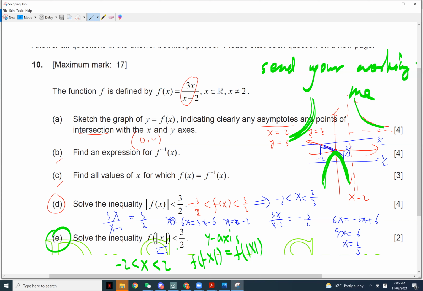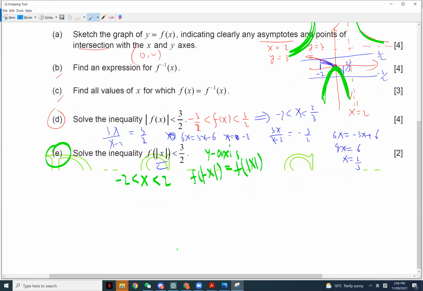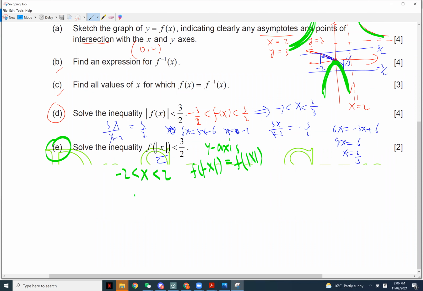That's it. Trying to use algebra is like too much. Of course, we can double check if we just use purely algebra without graph, how we solve the inequality. The question is here. Check on pure algebra way. And part E. This is part E. How do we solve this one? Solve inequality now.